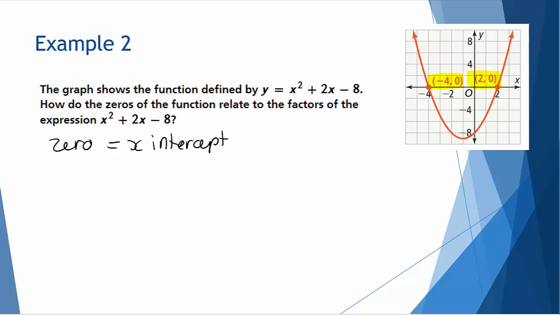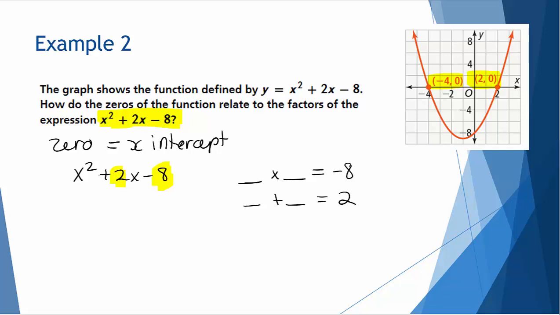So the question is saying, if we actually factor this expression, how do the zeros have something in common with the factors? So let's start by factoring. I'm looking for numbers that multiply together to equal -8, and those same two numbers have to add together to equal 2.